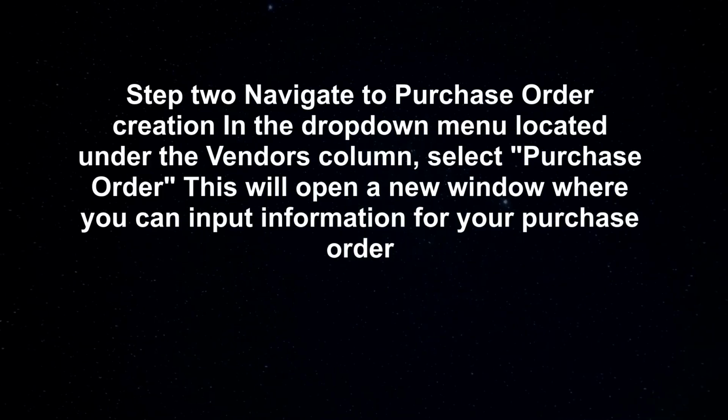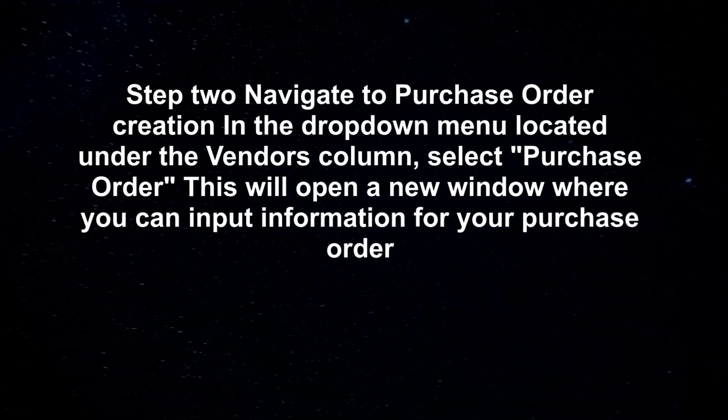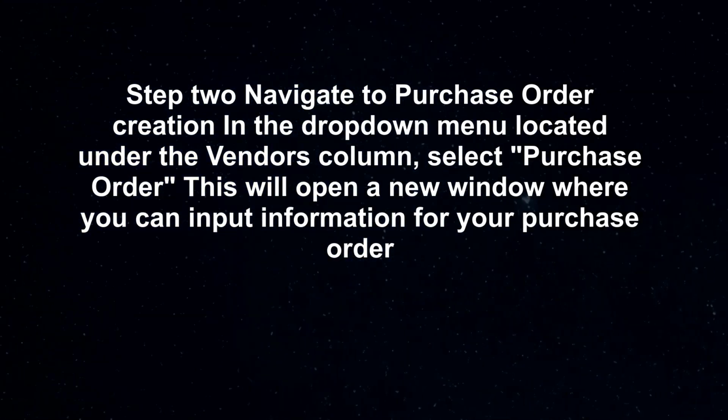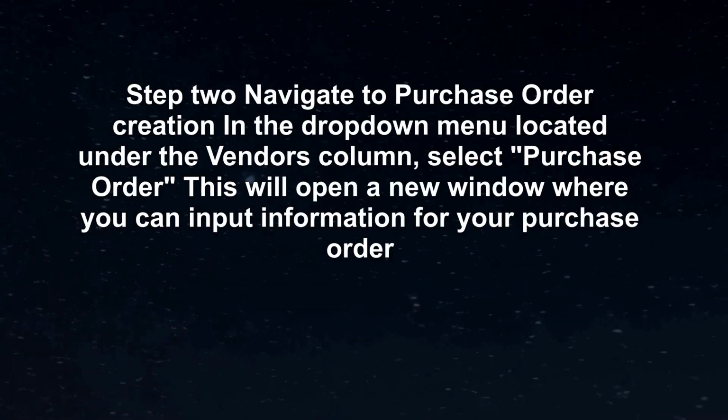Step 2. Navigate to purchase order creation in the drop-down menu located under the vendors column. Select purchase order. This will open a new window where you can input information for your purchase order.